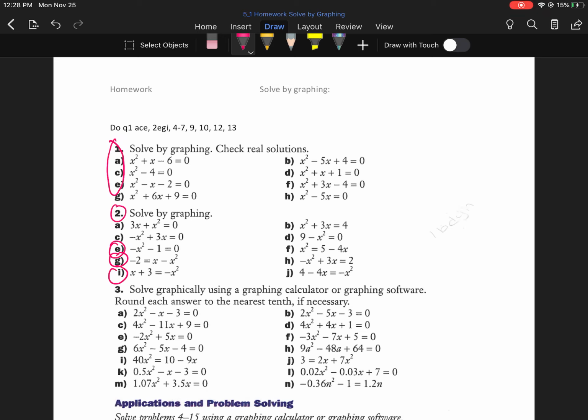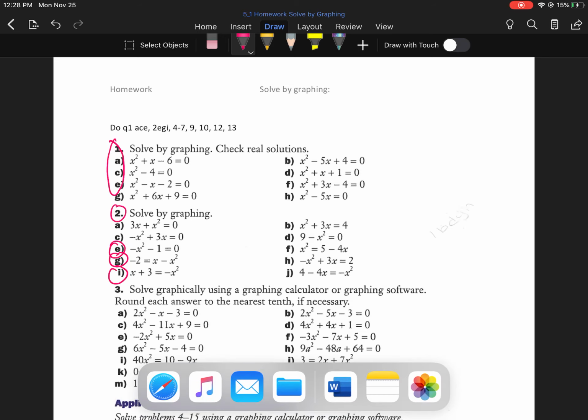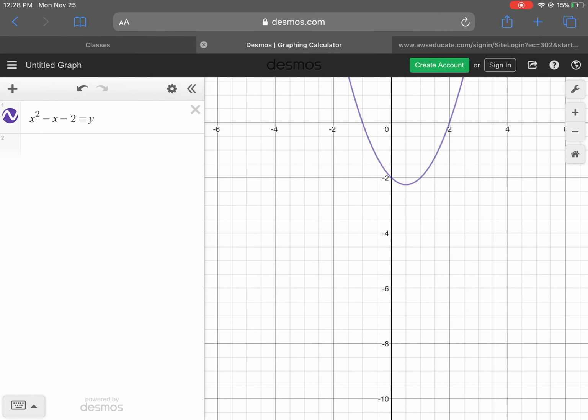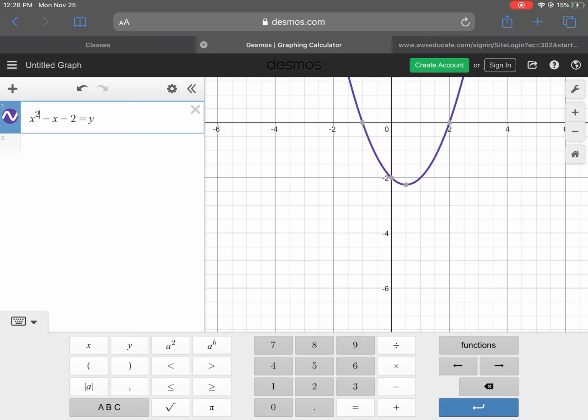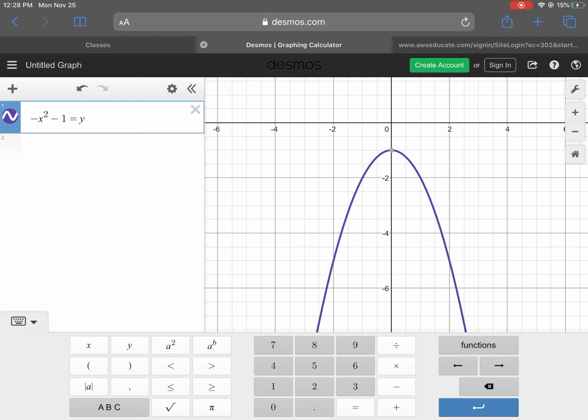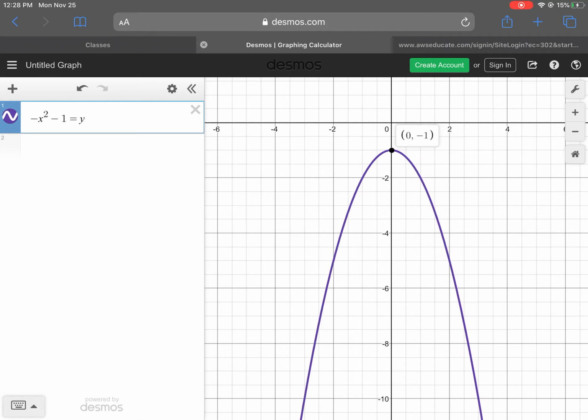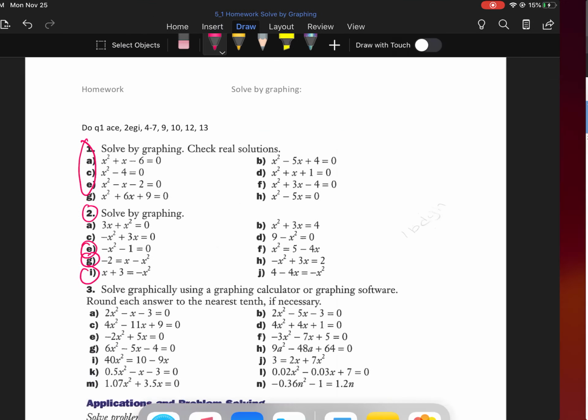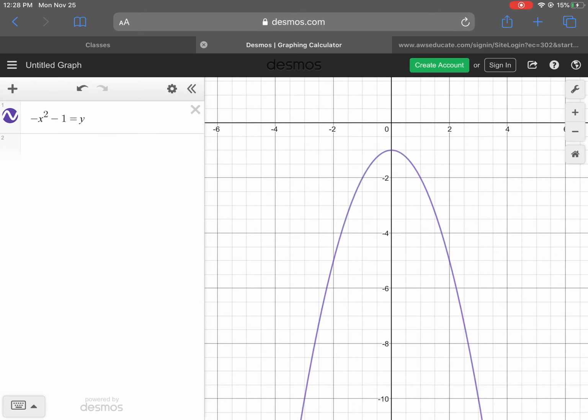All right, next question. E, minus x squared minus 1, I think. Yeah. Minus x squared minus 1. Here we go. No solution. Y will never equal 0. Let's look at why that's the case.